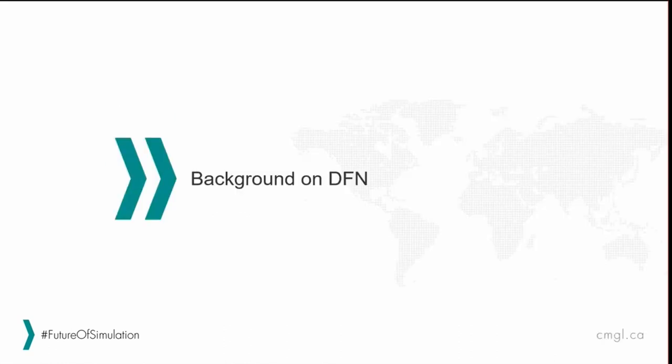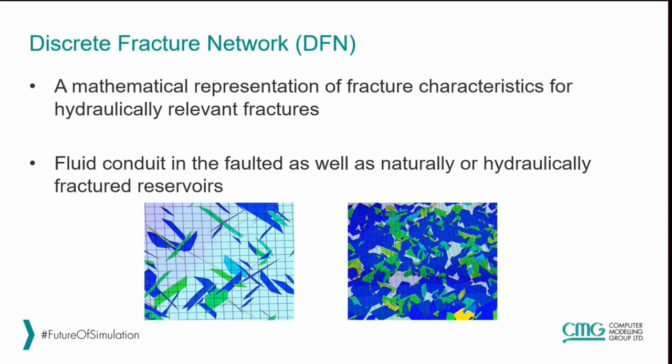So next we'll discuss a little bit on DFN. A DFN is a mathematical representation of fracture characteristics for hydraulically relevant fractures. So anywhere where we have fractures with enough fluid flow, we can model these using DFNs. These model the fracture conduit in faulted, as well as naturally or hydraulically fractured reservoirs. So here in the images, we can see multiple planes, and each of these planes might be a different unit in a discrete fracture network.